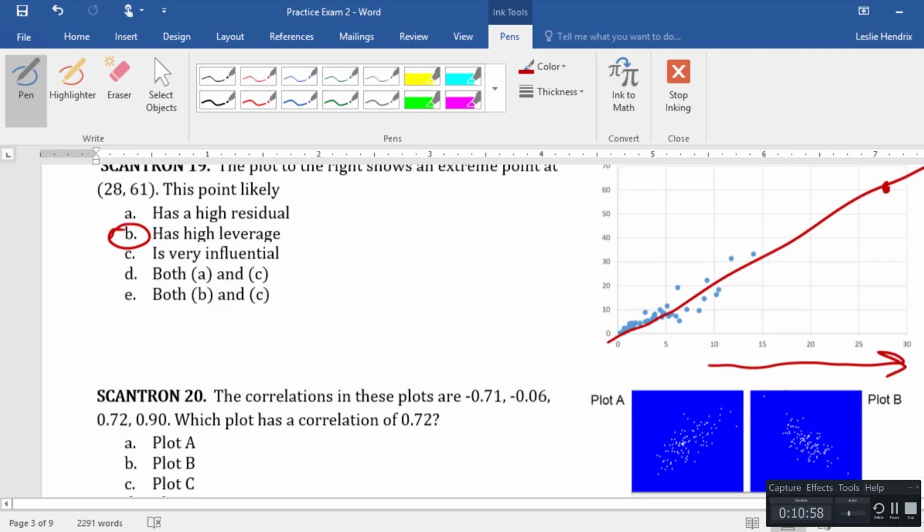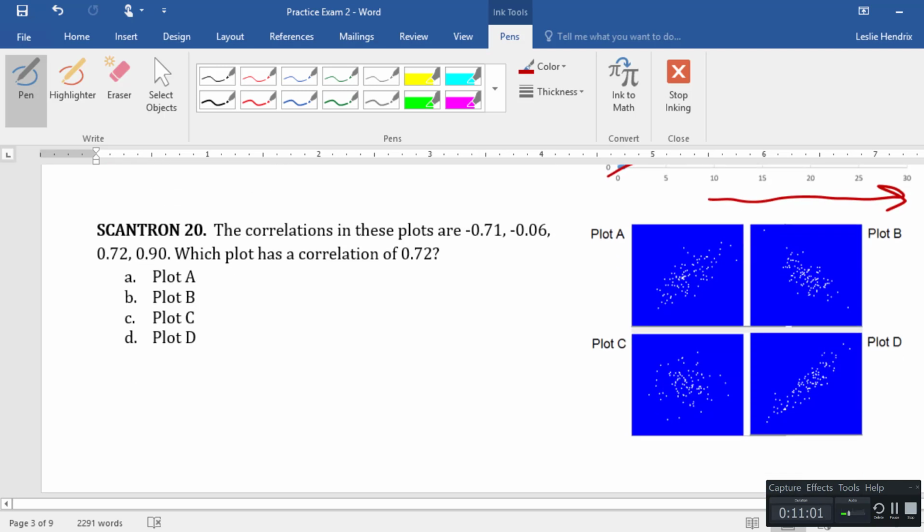All right, and then the correlations in these plots are negative 0.71, negative 0.06, positive 0.72, and positive 0.9. And we want you to identify which plot has a correlation of 0.72. So the two positive correlations are plot A and plot D. D is tighter to a linear form, so that's going to be closer to 1. So D has a correlation of 0.9, and A has a correlation of 0.72.